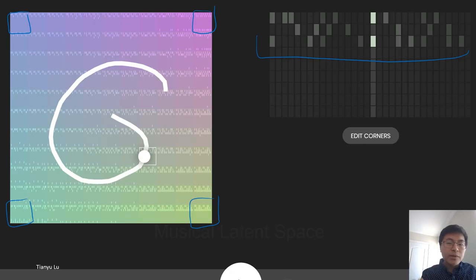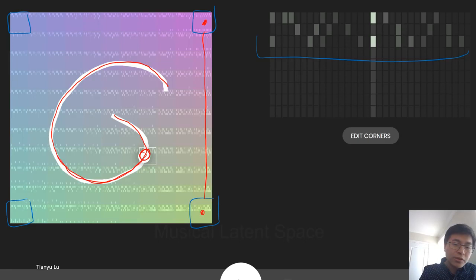And so everything along this line is going to be sort of an average between this musical theme and this musical theme. The coolest part is that you can draw a trajectory along this latent space, like this. And this circle is going to traverse all of these grids along this latent space. And for every grid, it's going to generate a new theme that is looking at the average of all of these 4 points based on that position of the grid.